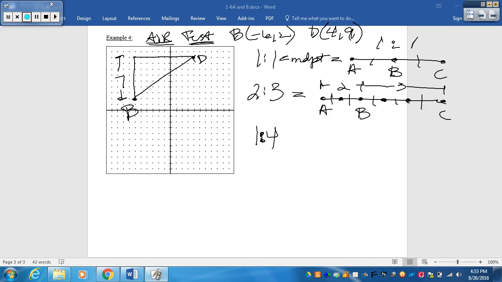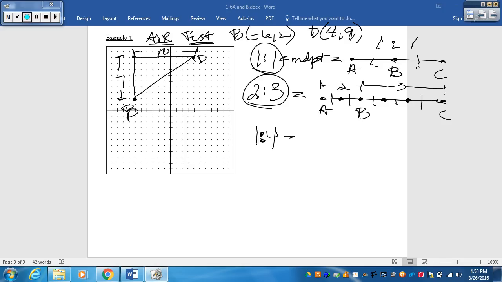And that length is 1, 2, 3, 4, 5, 6, 7, 8, 9, 10. Okay, length of 10. And so what I'm going to do is I know that when we have a 1 to 1 ratio, there's actually 2 parts that we're trying to figure out. When I have a 2 to 3 ratio, there's 5 parts that we're trying to figure out the length of.